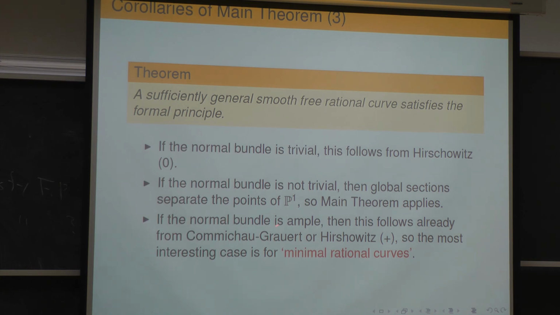Now if the normal bundle is ample, then this is already covered by Komatsu-Grauert or Hirschowitz, because the deformations intersecting the curve sort of cover an open neighborhood. So the really interesting case of this result is when the normal bundle is not ample, but only free. So especially the minimal rational curves, when the rational curve has very small degree. This is the case mostly interesting in our setting. Okay, so that's the corollary.